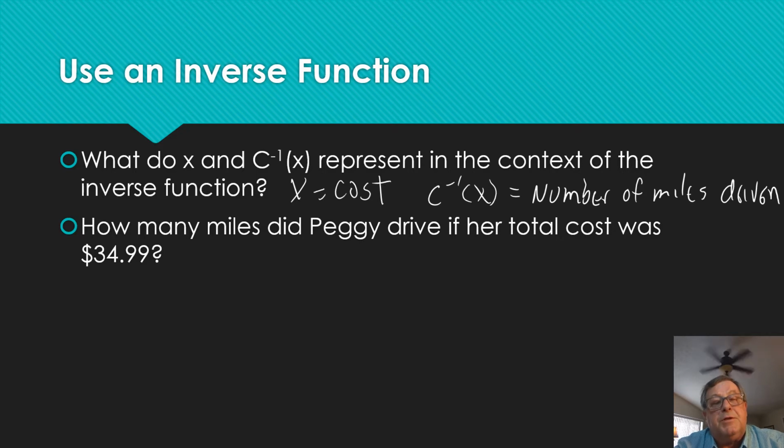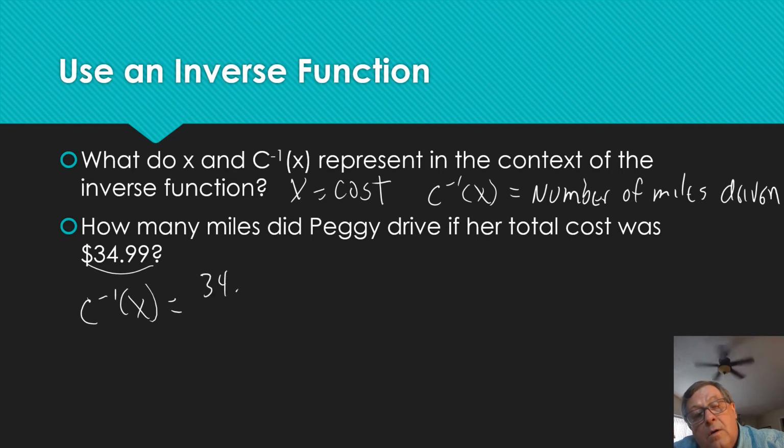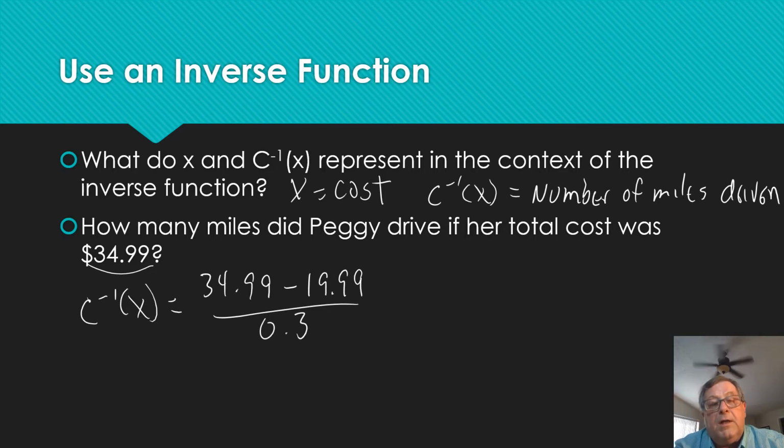And then it says, how many miles did Peggy drive if her total cost was $34.99? Well, we're going to substitute this $34.99 for x into our inverse function formula. So we have C inverse of x equals, and remember it was x minus $19.99 divided by 0.3. So we have $34.99 minus $19.99, divided by 0.3. This is going to give us the number of miles.